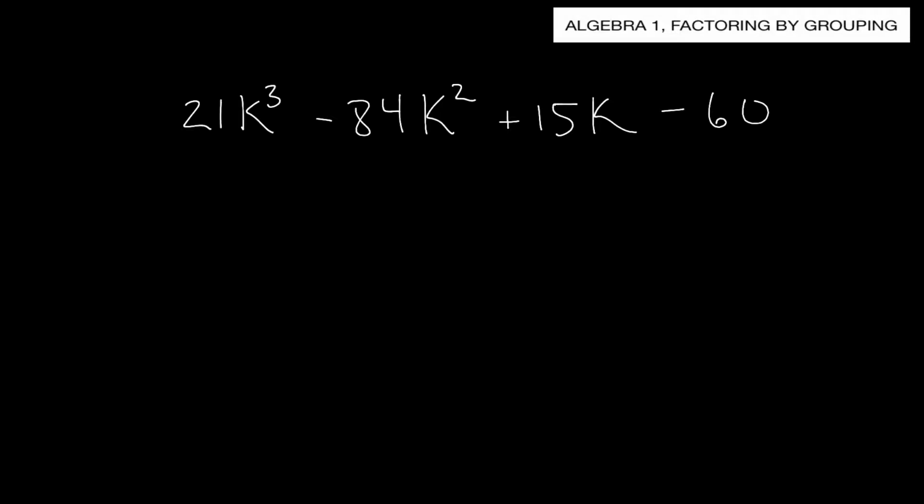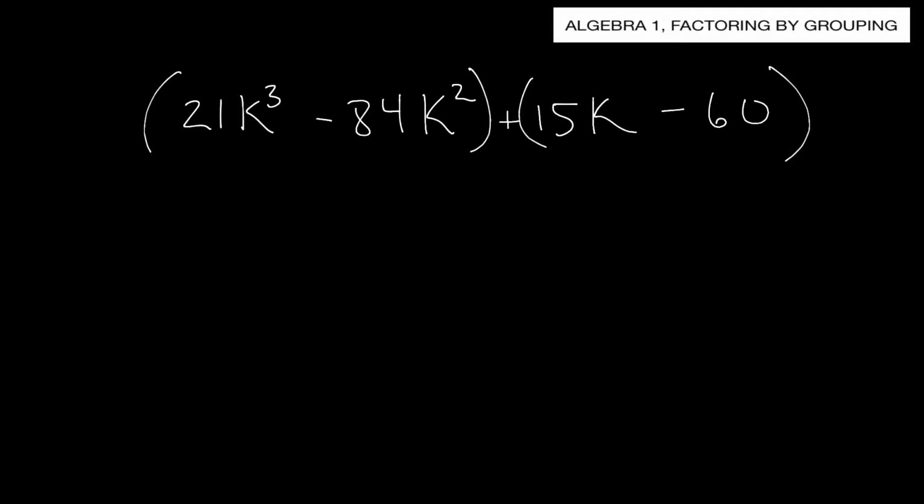Alright, second problem here: 21k cubed minus 84k squared plus 15k minus 60. Once again, we want to split these apart like so, leaving this plus sign. Notice that this is different. If I do this, now these two terms are being multiplied together. But by simply moving this parentheses to the other side of this plus sign, now I'm adding all this stuff. So you want to leave the sign here by itself when you're grouping.